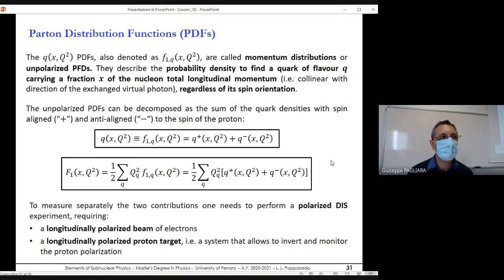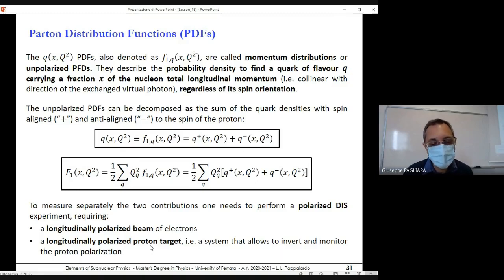From the practical point of view, you need a longitudinally polarized beam of electrons. This means that when you have a beam of electrons, the spin distribution is not random, but they are all or mostly aligned parallel to their momentum, either parallel or anti-parallel. This means that your beam is polarized. So if the populations of, let's say, parallel and anti-parallel are very different, the beam is polarized. If they are equal, the beam is unpolarized.